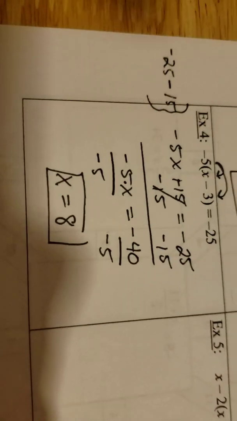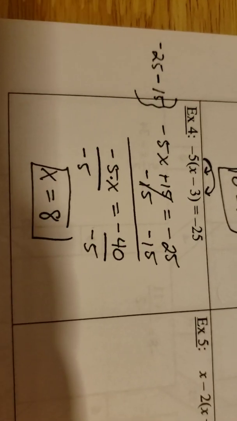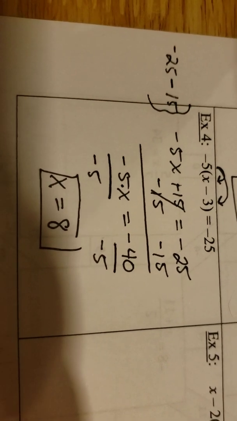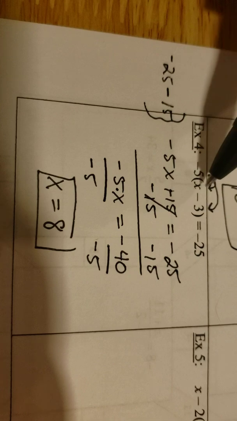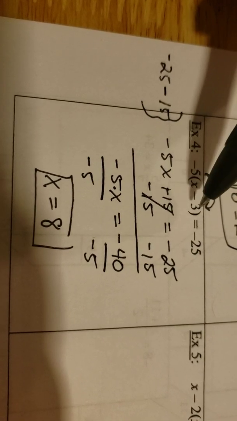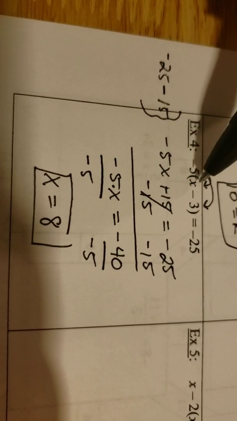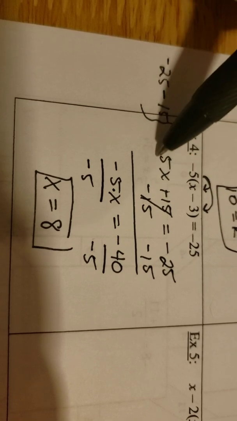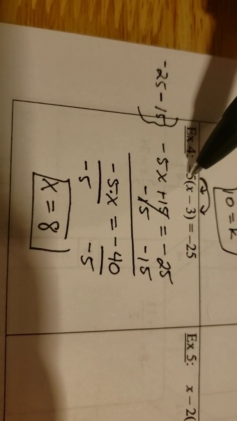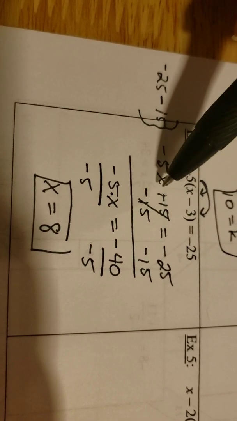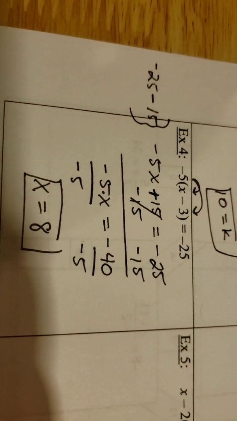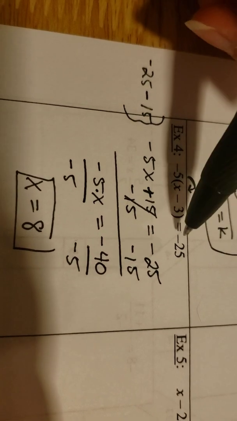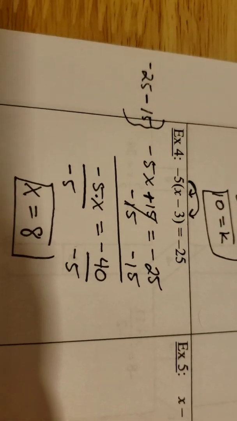All right, our next example. This has distributive property in it. So we see parentheses, so that should tell us that we need to multiply this negative 5 into both the x and the minus 3. So negative 5 times x gives us negative 5x. Negative 5 times negative 3 gives us positive 15. And that's still equal to negative 25 over here.